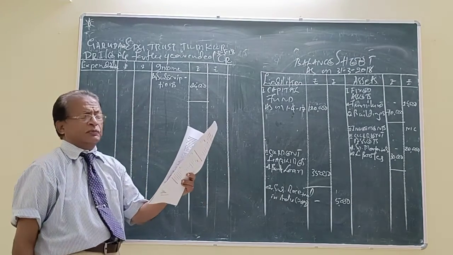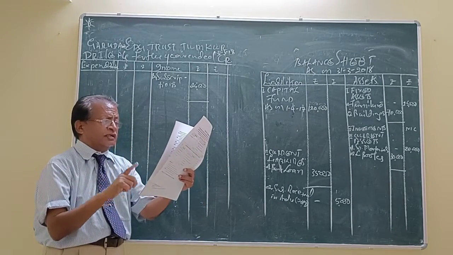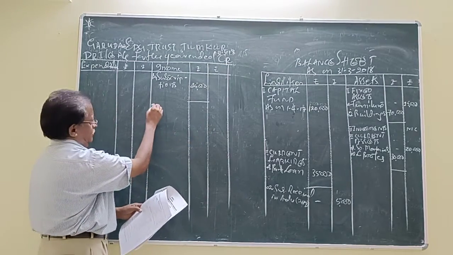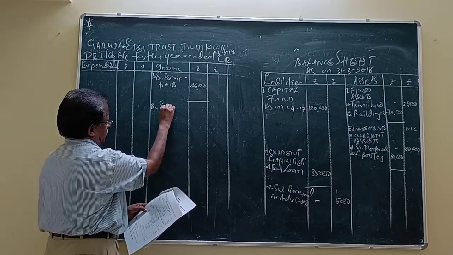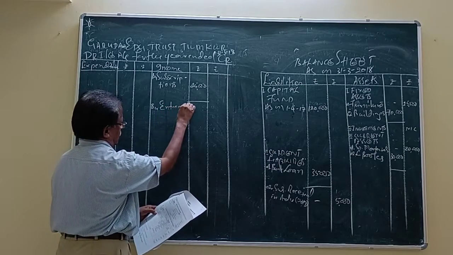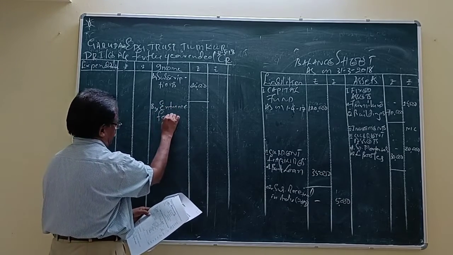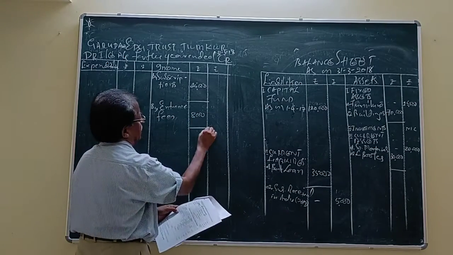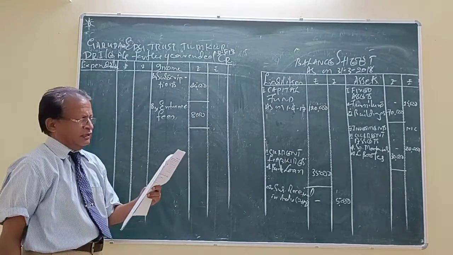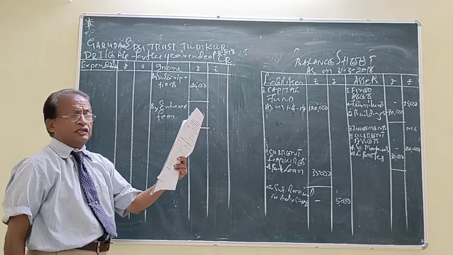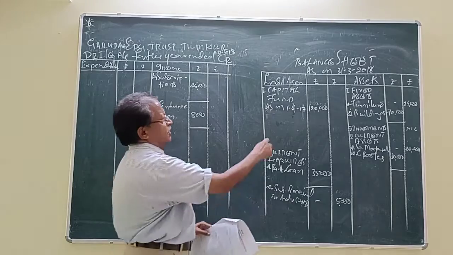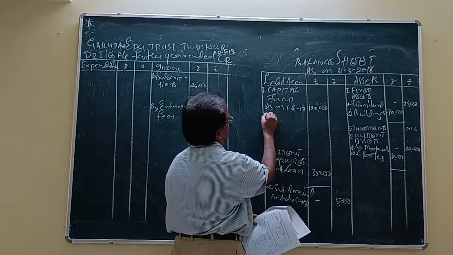On that there is one adjustment. What is it? 50% of the entrance fee should be capitalized. Therefore, we have to show it in the inner column, entrance fee, inner column 8,000. Let me touch the adjustment afterwards. Then donation 12,000. What is the adjustment? 100% of the donation should be capitalized. Therefore, the same amount is to be added to the capital fund.